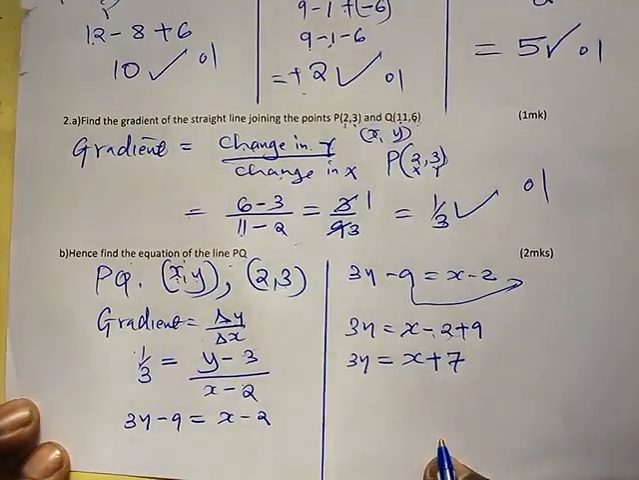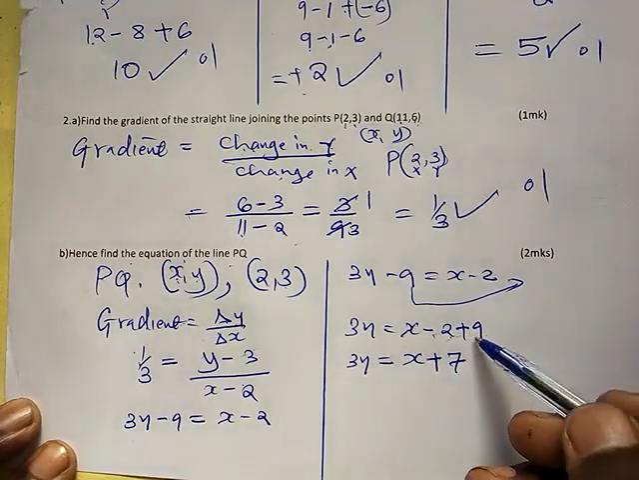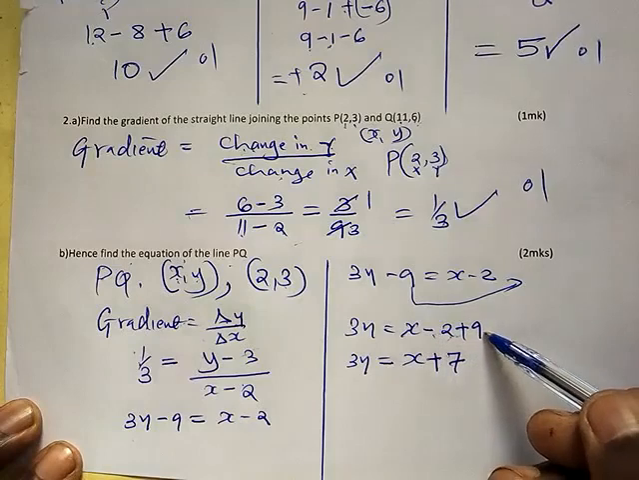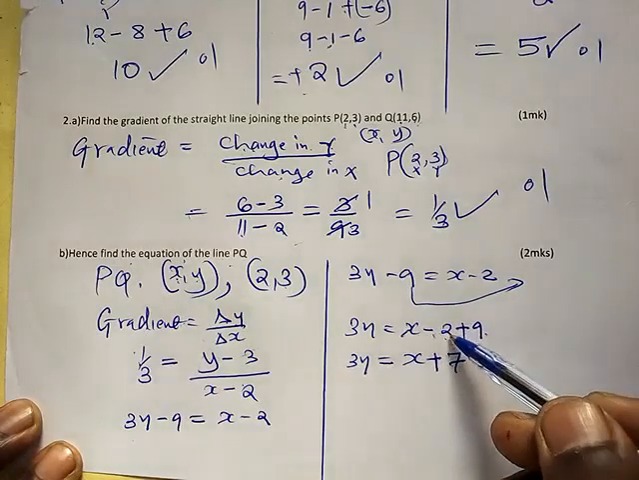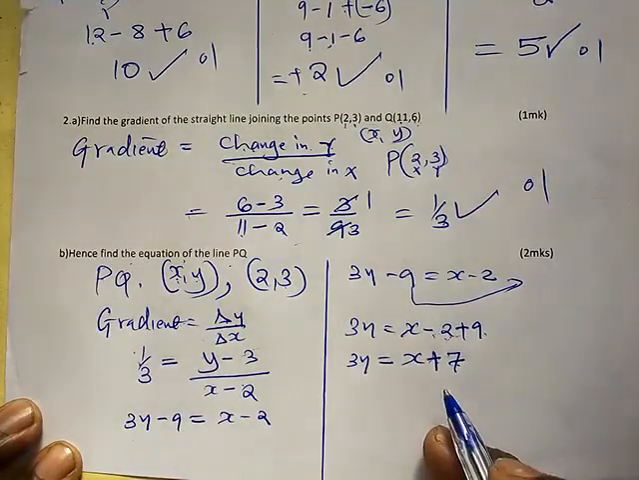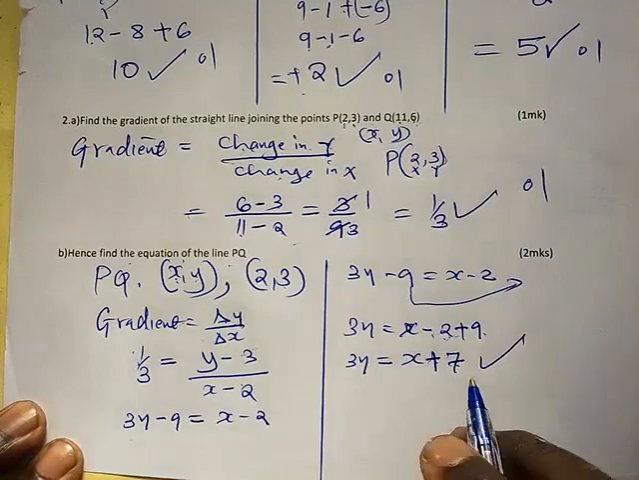Some people also have a problem in subtracting minus 2 plus 9. If you owe a debt of 2 bob and you have 9, you pay the debt, finish, and remain with 7. So it must be positive; what remains is positive. So that is it. You can leave the answer there.